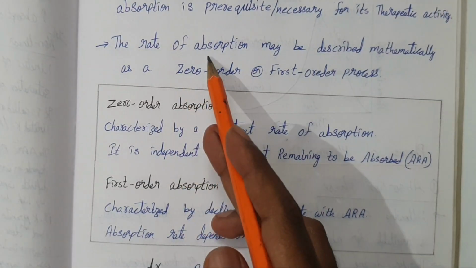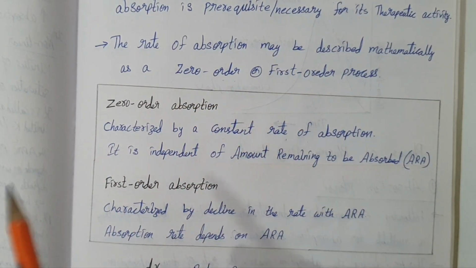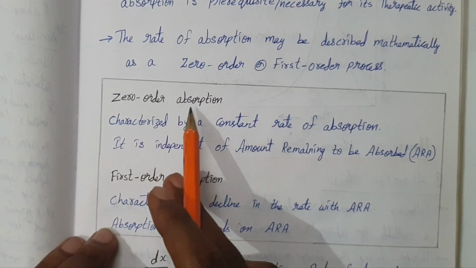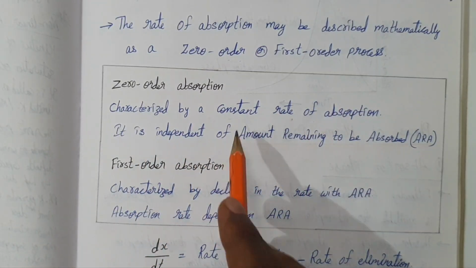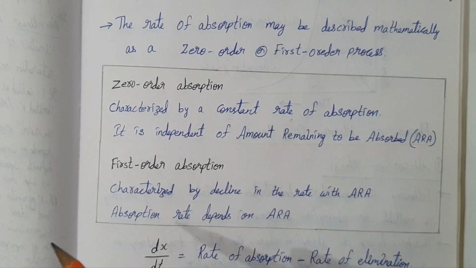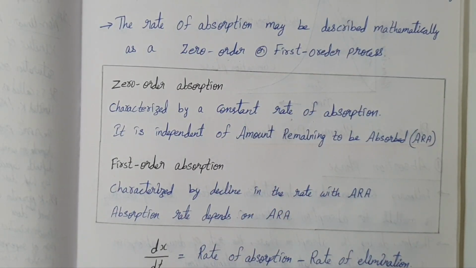Now the rate of absorption can happen in two ways: zero order absorption or first order absorption. Talking about zero order absorption, the drug is absorbed at a constant rate, like water dripping from a tap at a fixed rate. It does not depend on how much drug is left to be absorbed. Example, some controlled release dosage forms.